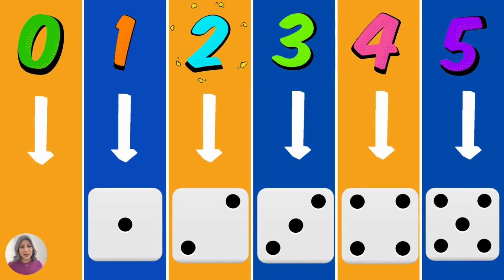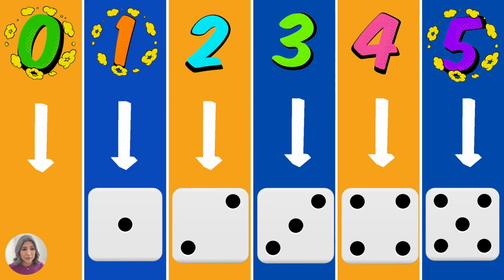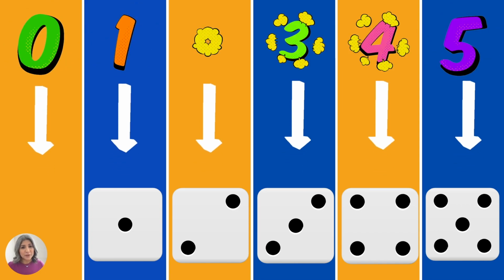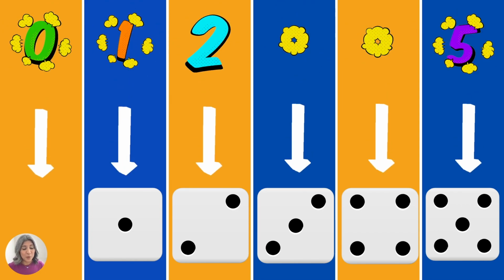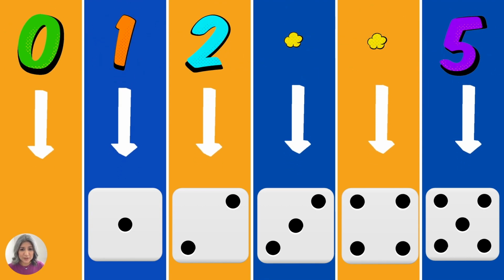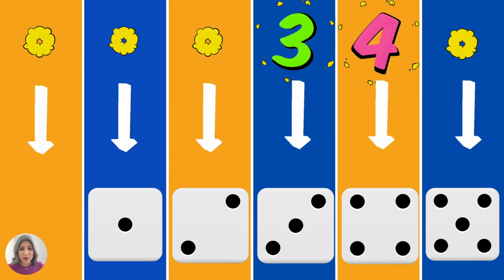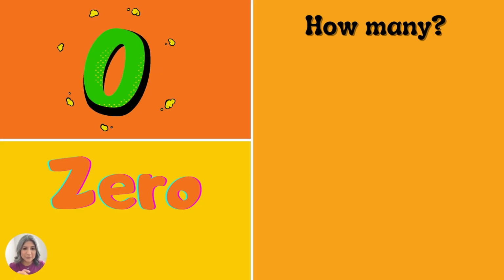If you look at this chart, it shows us the amount that each number represents. For example, for the number 0, there's no dots because 0 is nothing. For number 1, there's one black dot. For 2, there's 2 dots. 3, there's 3 dots. For the number 4, we have 4 dots. And for the number 5, we have 5 dots.